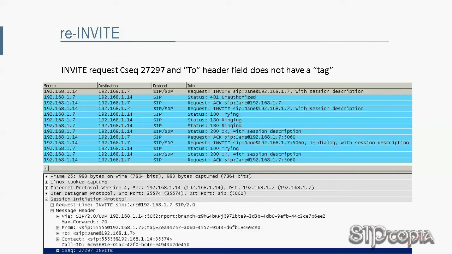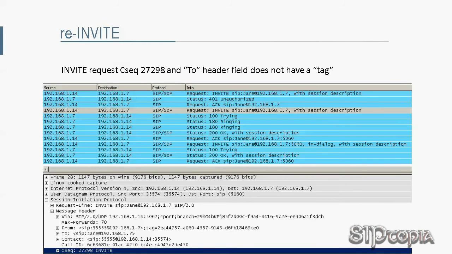The first invite request has the CSeq value of 27297 and the To header field does not have a tag as expected. The next invite request has the CSeq value of 27298, which makes you think it's in dialog as it's not another random number. However, the To header field doesn't have a tag, therefore there is no dialog. This is again an initial invite request.